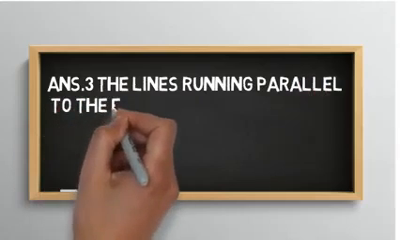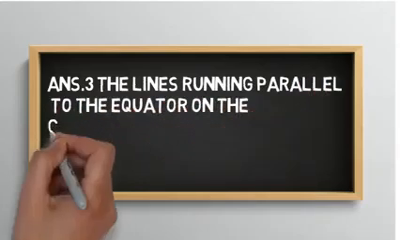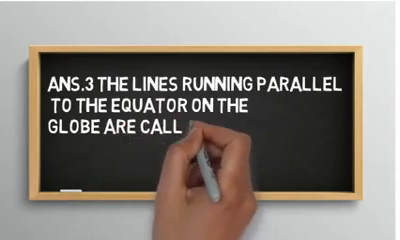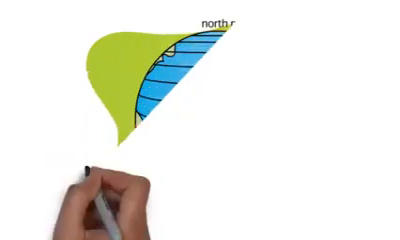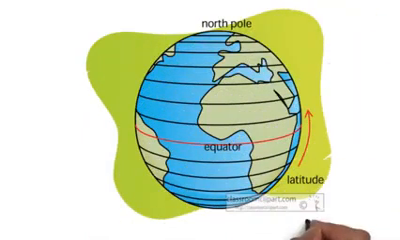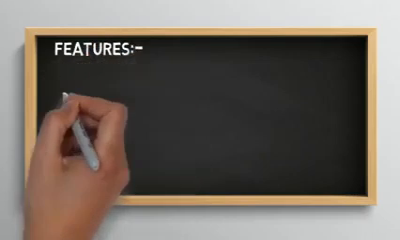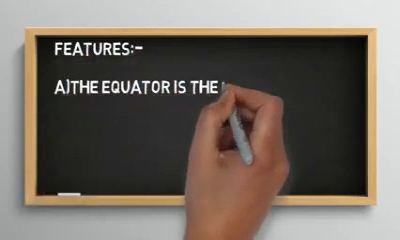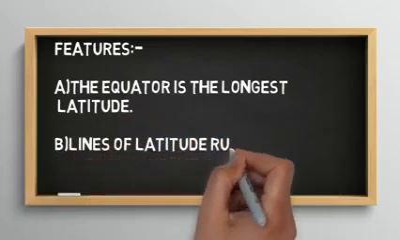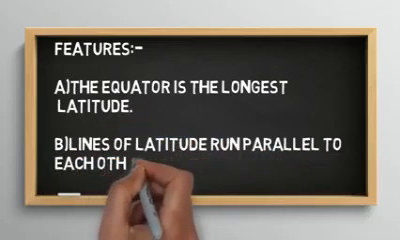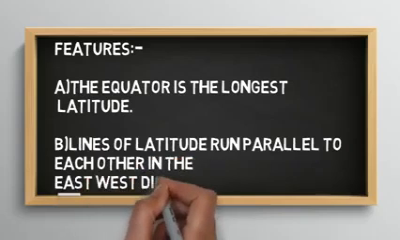The lines running parallel to the equator on the globe are called latitudes. You can see in this picture that the lines are running along the equator. Features of latitude. The equator is the longest latitude. Lines of latitude run parallel to each other in east-west direction.